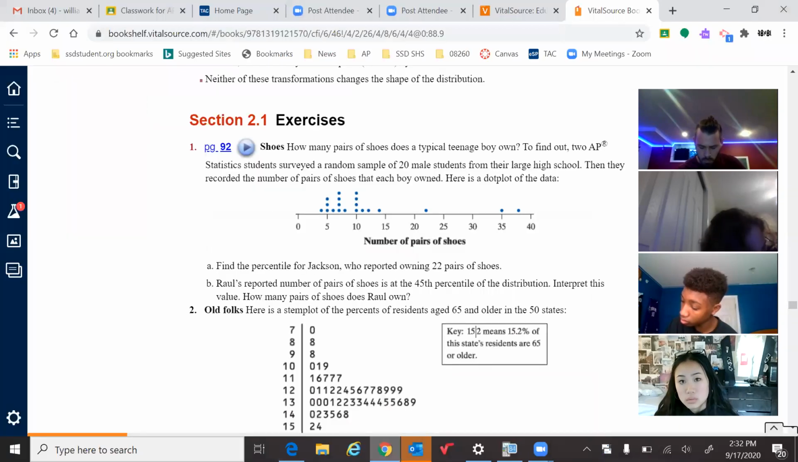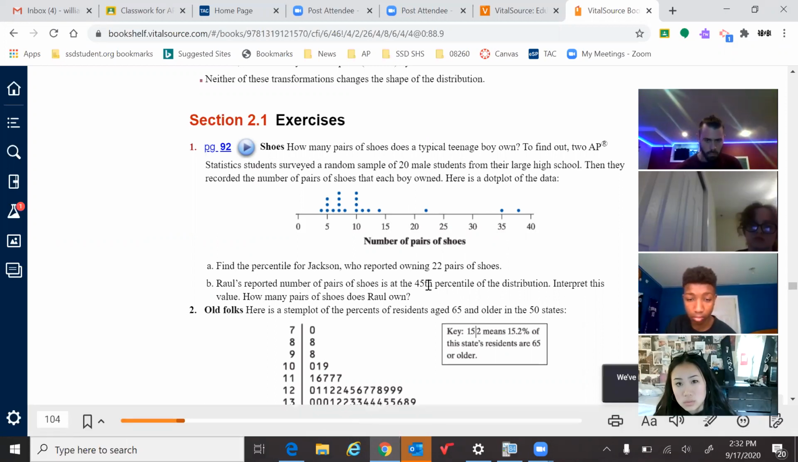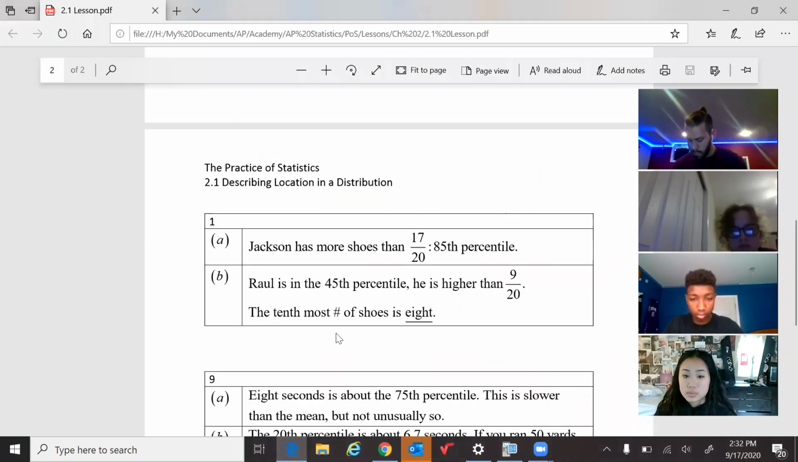And then B says Raul is at the 45th percentile. So 45% of 20 is 9. So that means Raul beat 9 people. Ready? 1, and 3 is 4, and 1 is 5, 6, 7, 8, 9. This has to be Raul there because there are 9 dots to the left. So he must have the 10th most number of shoes, and the 10th dot from left to right represents 8 pairs of shoes.